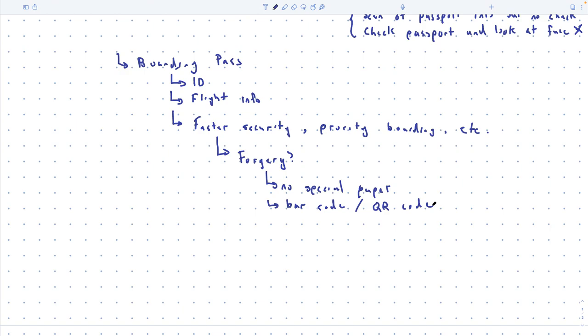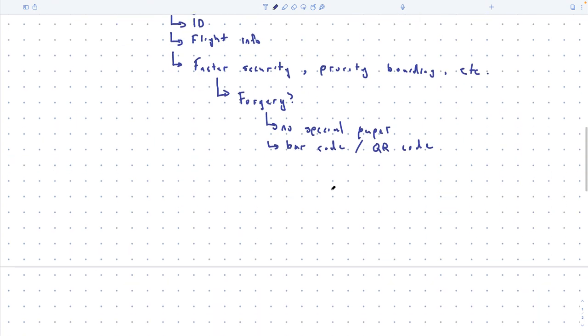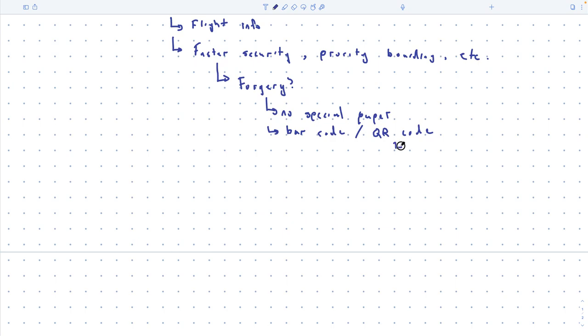Okay. Is there any security on it? Just because there's a QR code, right? I said, could you forge it? And everyone said, no, there's a QR code. Well, why can't I just make a fake QR code? Okay, so let's say, first off, you can fake a QR code.